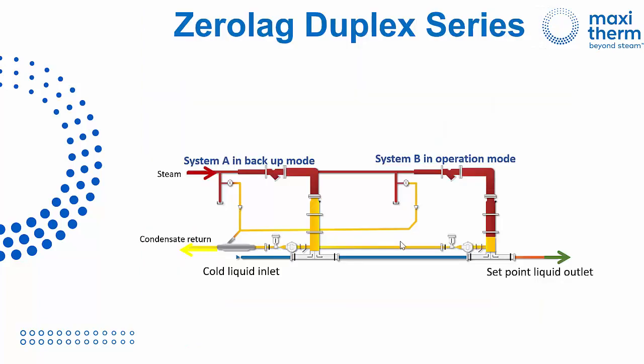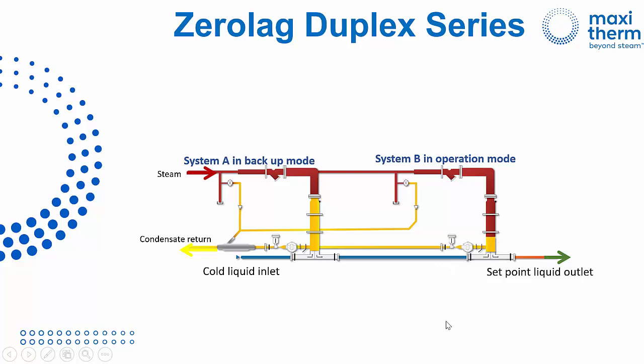Very small footprint. Zero lag duplex series. Every time you request a duplex design, we're going to offer you this design. We just put another patent on it. How it works: instead of operating in parallel, it operates in series. Cold water is coming in on this side, getting into the heat exchanger, coming out here. This valve is shut off, so it's fully flooded with condensate. Then we're going into the second one, and we perform the set point.